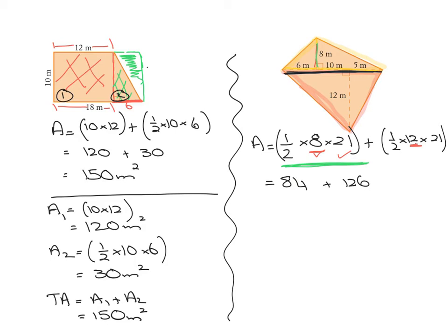Okay, so I'll put those in the calculator or work them out, adding them together, and I get 210, and it's metres again, so it's square metres. Okay, and once again, you can do the other way if you want to, working out area 1, working out area 2, and setting it out like that.